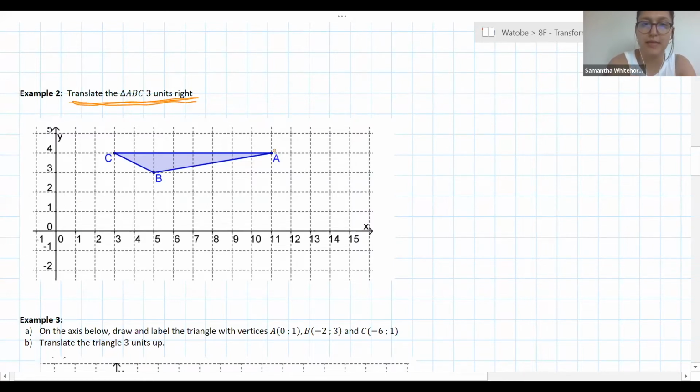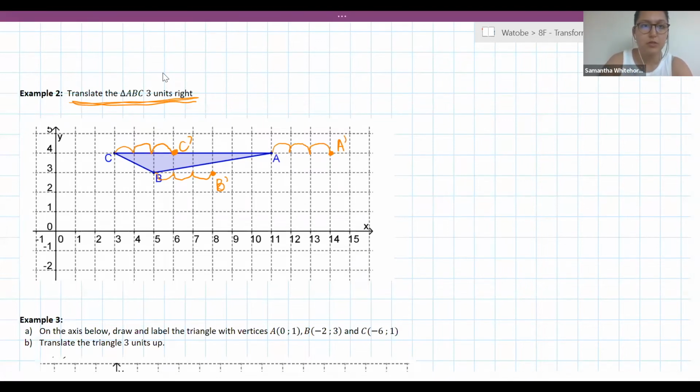So I'm going to start with coordinate A. If I move right, I'm going along the horizontal axis. So 1, 2, 3 units right. So here is my new point A, so A dash. The coordinate B must move 3 units right, so 1, 2, 3. And so here is my new coordinate for B, B dash. And my new coordinate for C is 1, 2, 3 units to the right. So it's sitting here at C dash.